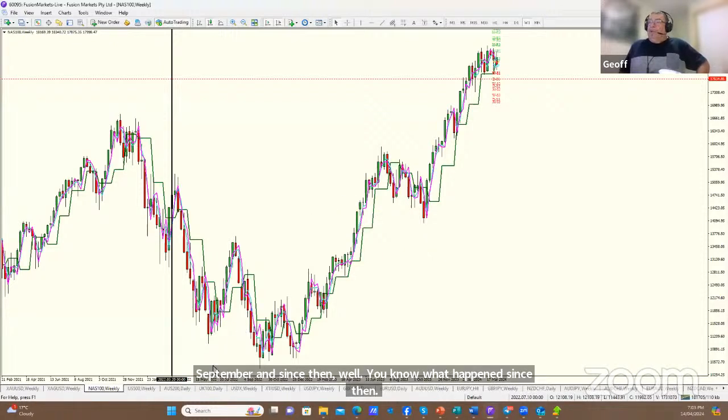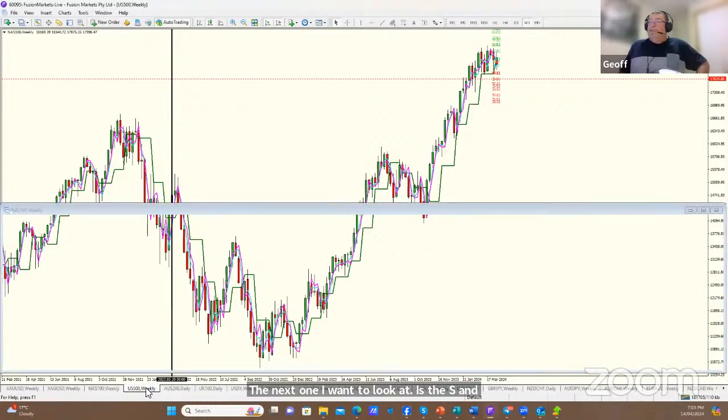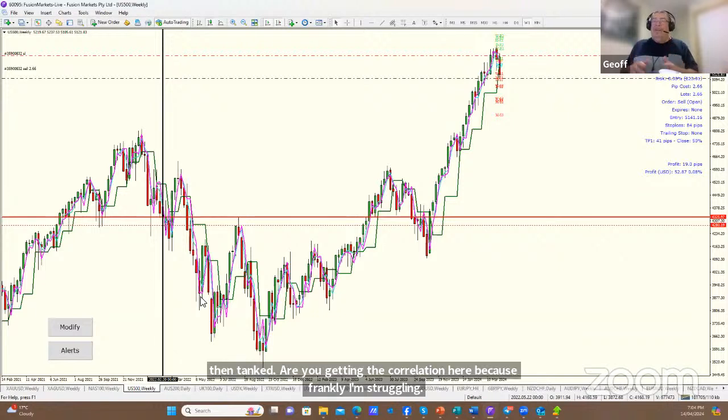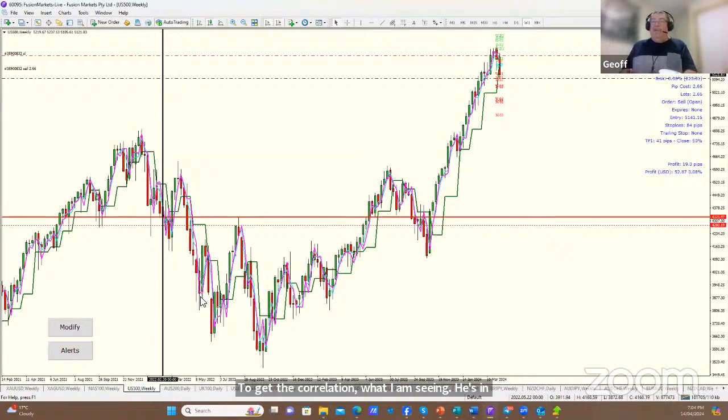The next one I want to look at is the S&P 500, which did a dissimilar thing in that it sold off immediately, then rallied for 1-2 weeks, maybe even 3 weeks, came off its highs, and then tanked. Are you getting the correlation here? Because frankly, I'm struggling to get the correlation. What I am seeing is an immediate reaction followed by a subsequent reaction, which appears to be in a different direction.